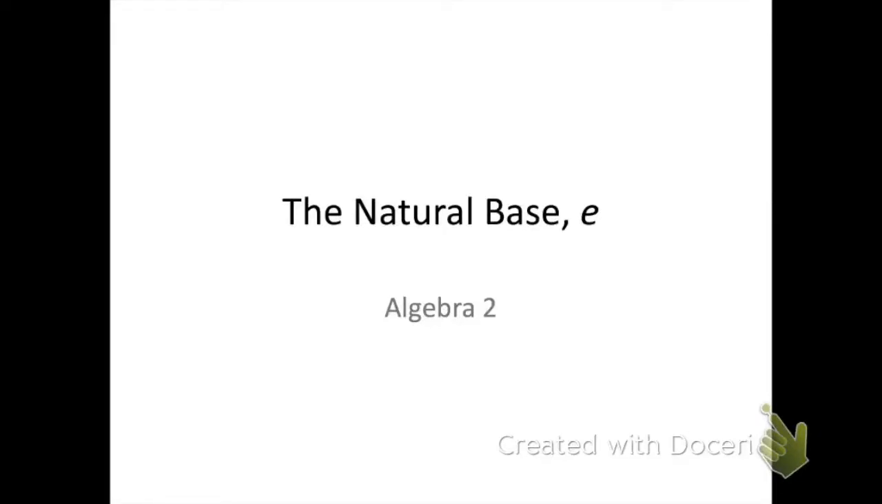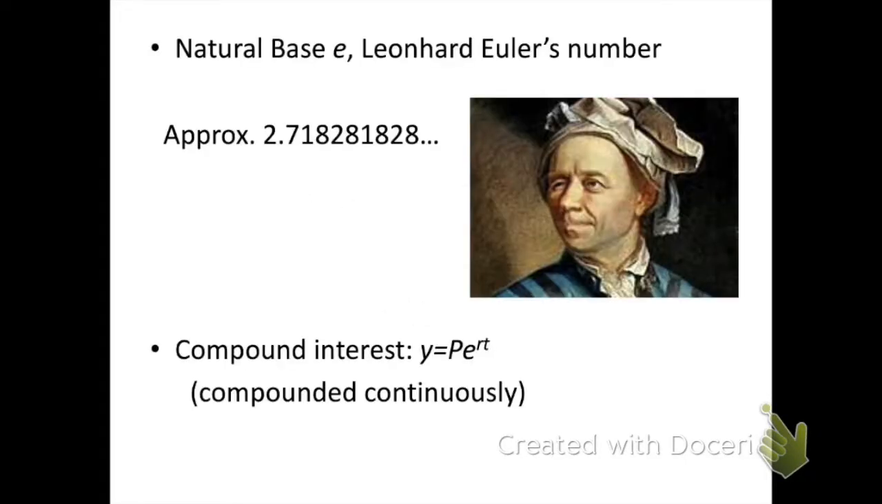The natural base e. The natural base e is a number that was found by Leonhard Euler. It approximates to 2.71828 and on forever and ever. So it's kind of like pi, how it is an irrational number.